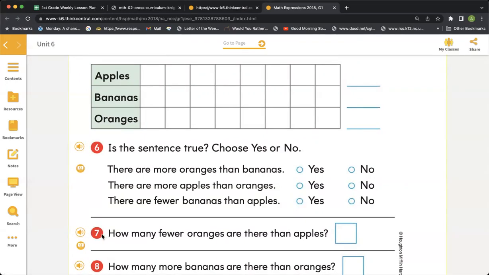Question number 7 says, how many fewer oranges are there than apples? Okay, again, if you need to line them up, draw a line to connect them to see what's left over, please do so. Again, the question for 7 is, how many fewer oranges are there than apples? Pause if you need more time.